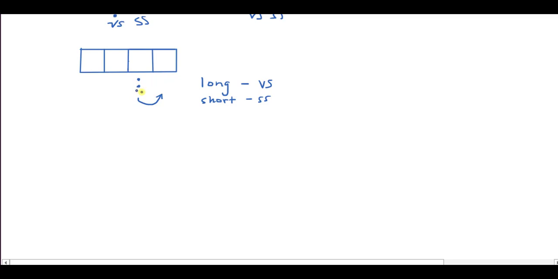If you see a shava in the middle of a word, look to the right. If the vowel is long, it'll be a vocal shava. If the vowel is short, then it'll be a silent shava. Okay? So let's look at a couple of examples.